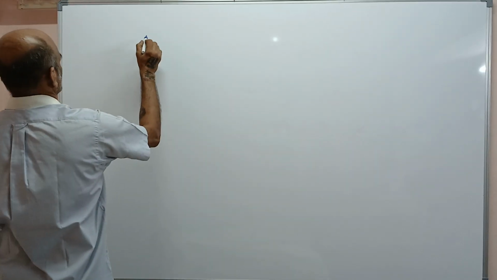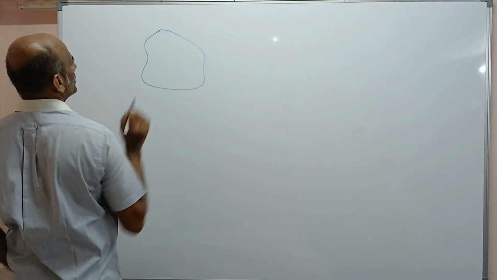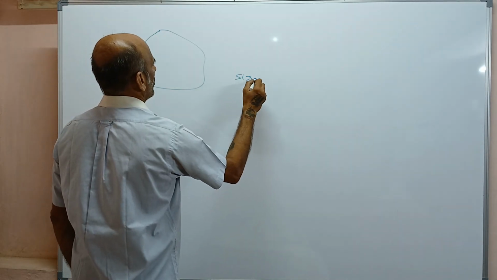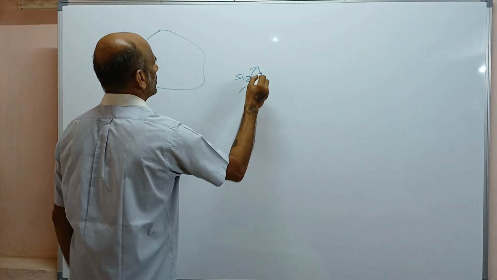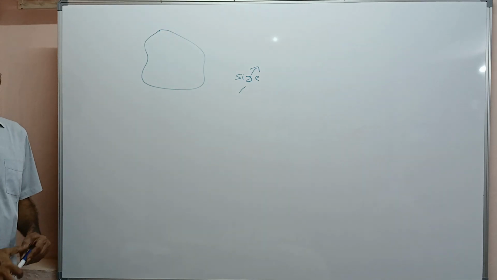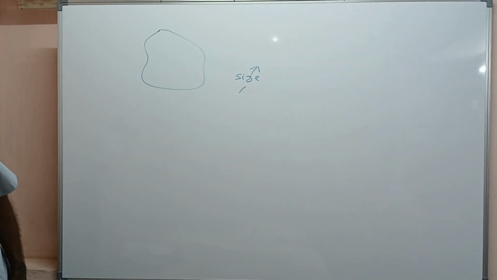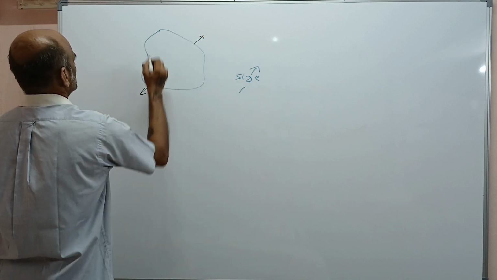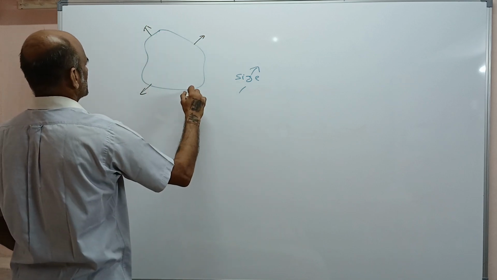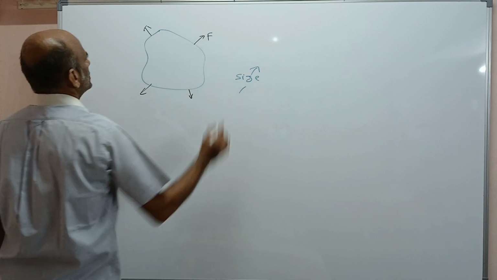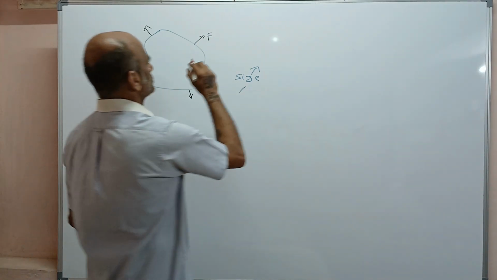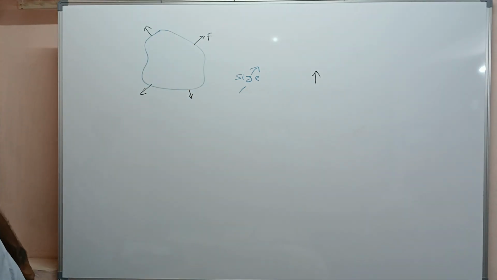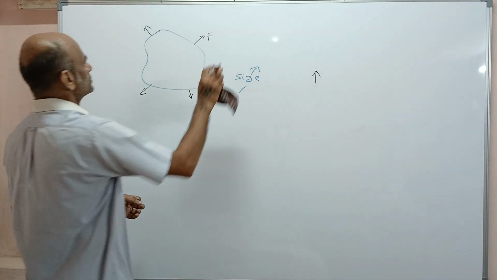Let me take a solid. How to change the size of this object? One way to change the size is apply an external force. Suppose I apply a force like this, say from all directions. So there will be some sort of stretching. So the size of the object will increase. If you apply a compressive force, then the size will reduce.